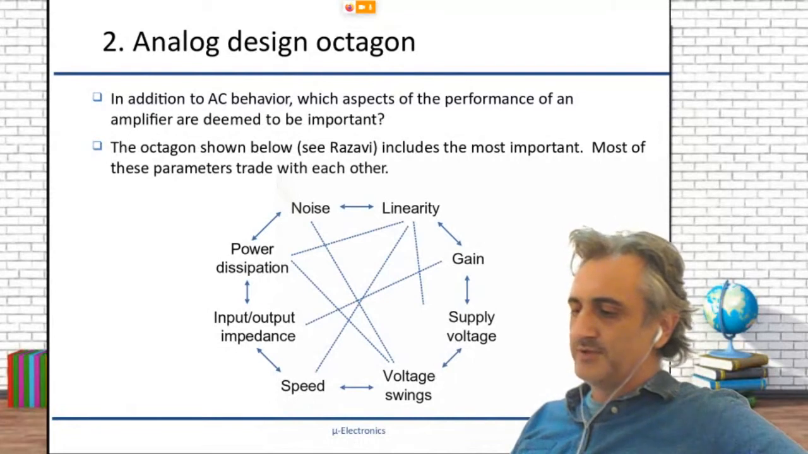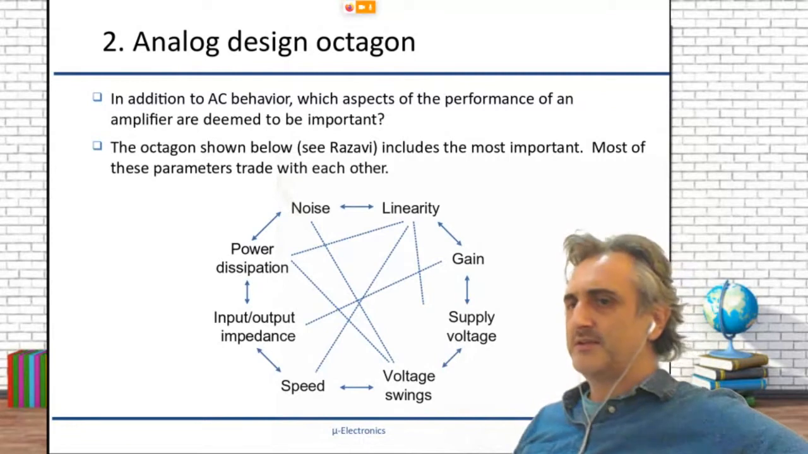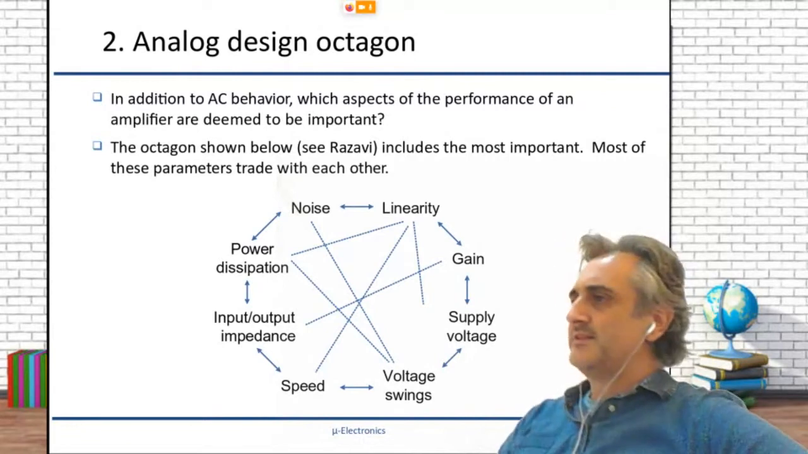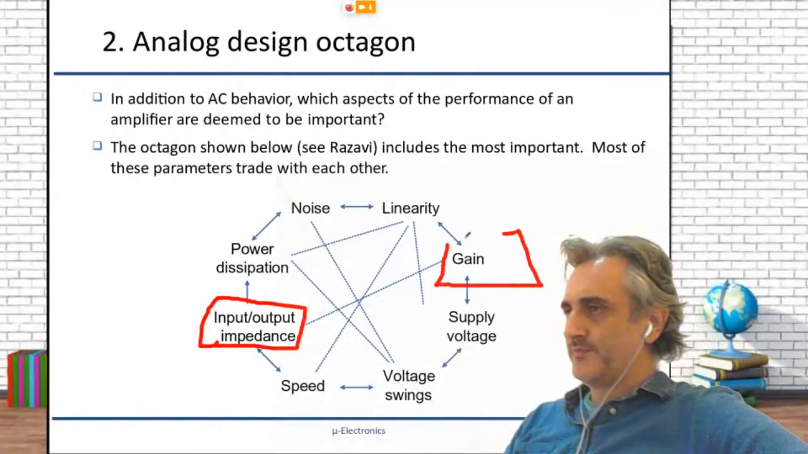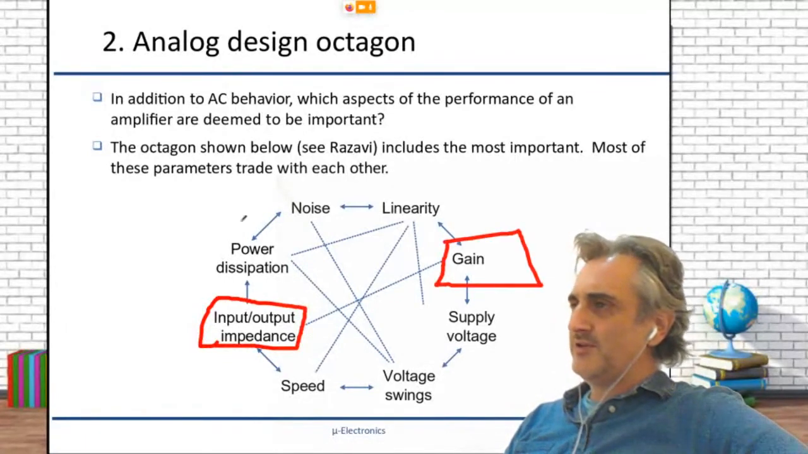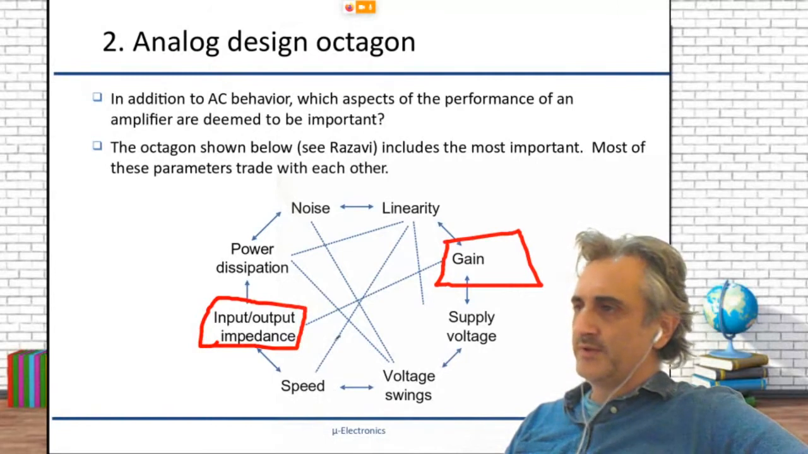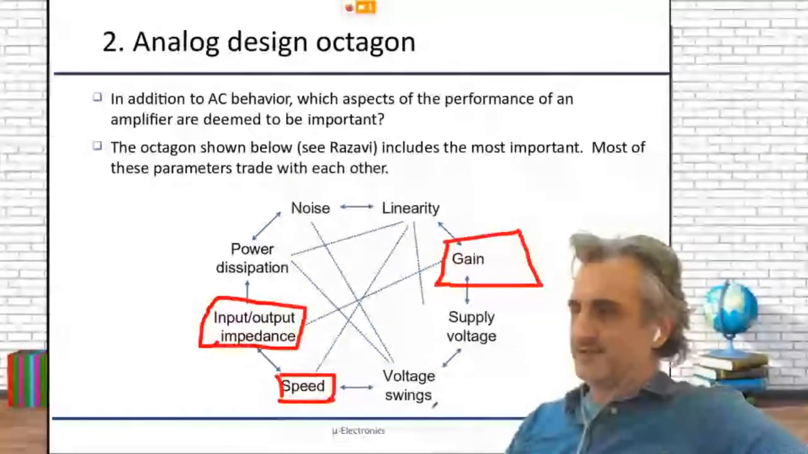apart from the input-output resistances and the gain, we need other things to consider. In fact, we need to consider these 8 things. We consider the input and output impedance, clearly, and the gain. But then there are many other things that are also important. For instance, you need also your amplifier, most probably, to be fast. So you need to consider the speed of the device.